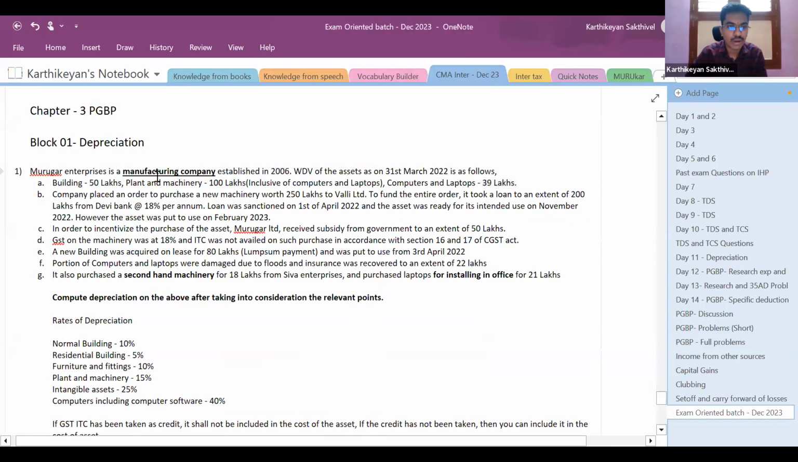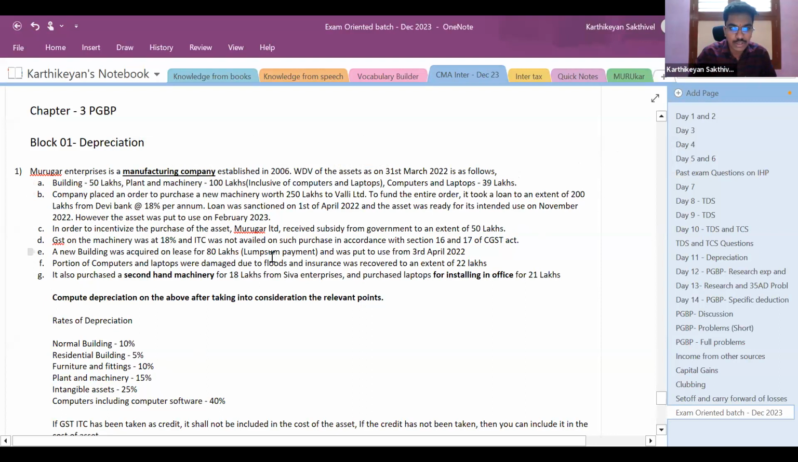So how many blocks of assets are there now? Totally there are 3 blocks. Building, plant and machinery as a separate block, and computers and laptops as a separate block, because it has a different rate of depreciation. In block of asset depreciation, two things should be satisfied. First, it should belong to the same class of asset. Second, it should have the same rate of depreciation. Even though computers and laptops are to be included in plant and machinery, just because they have a different rate of depreciation, they are shown as a separate block, right?